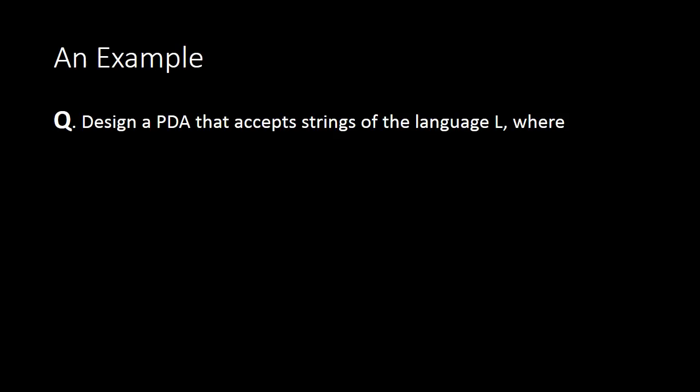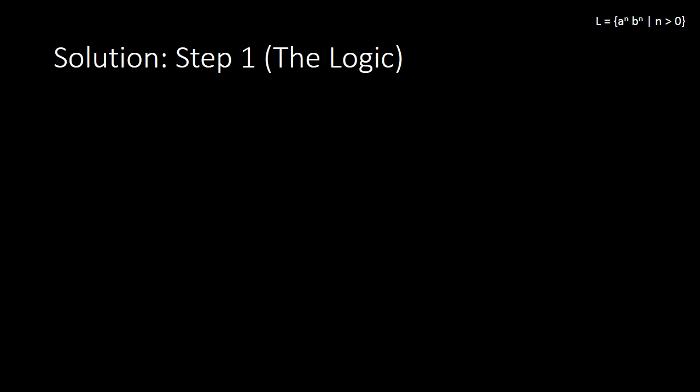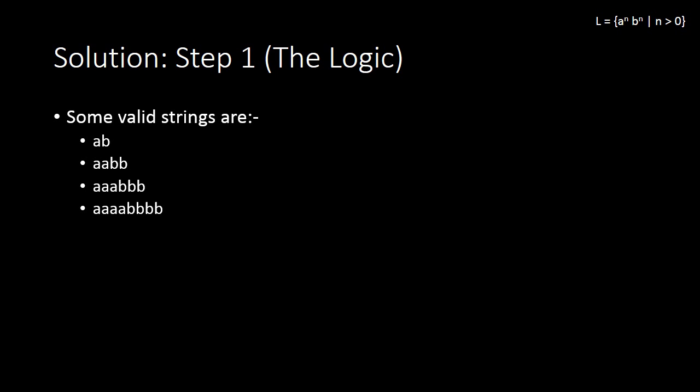Let's look at a simple example. So the question is: design a PDA that accepts strings of the language L where L is equal to a raised to n, b raised to n such that n is greater than 0. So the first step in solving this type of sum is designing the logic. So let's have a look at some of the strings which are possible with this language. Some strings are AB, AABB, AAABBB and so on.